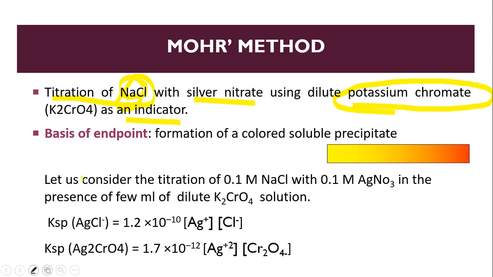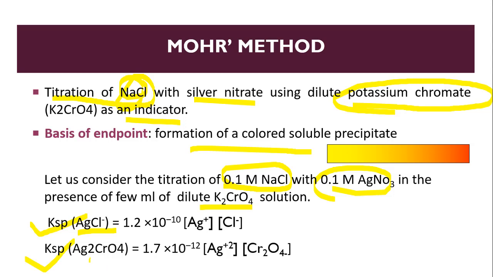So what is the end point here? The formation of a colored precipitate, from yellow to orange color. Let us consider the titration of 0.1 molar NaCl with 0.1 molar silver nitrate using this indicator. These are the Ksp values of the precipitates, AgCl and Ag2CrO4.